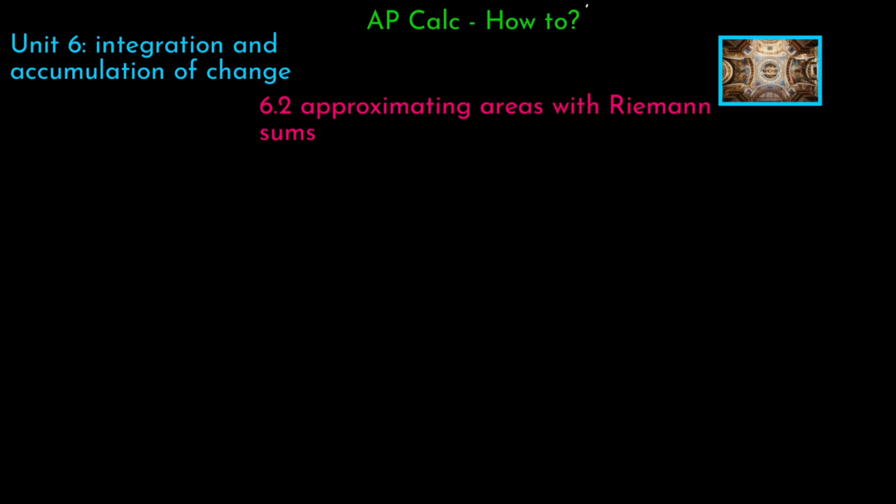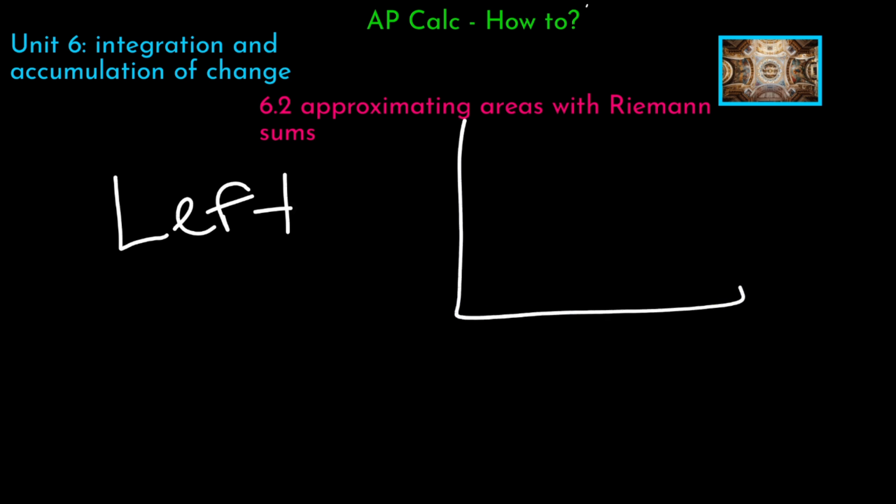Let's jump in. When we integrate a function over an interval, we're finding the area under the curve. Riemann sums estimate this by using rectangles. There are three main types. Left Riemann sum: use the left endpoint. It's going to look something like this. Left endpoint of the rectangle.